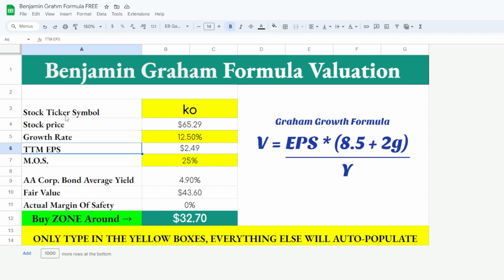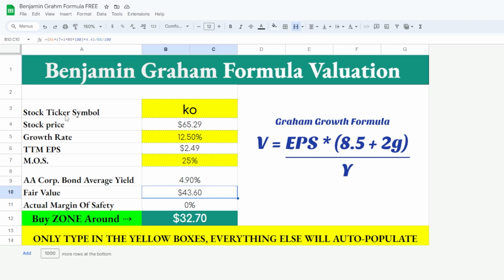We have the trailing 12-month EPS, which is automatically going to populate right after you type in whatever ticker symbol you're looking for. Margin of safety, this is going to change depending on what margin of safety you're looking for with whatever stock you're talking about. Now, the AAA corporate bond, this is just an estimation. It's being pulled live. It's around 4.9%, at least from the function that we're getting.